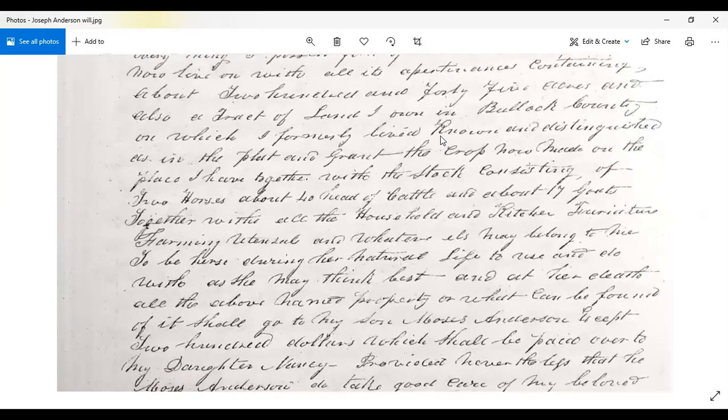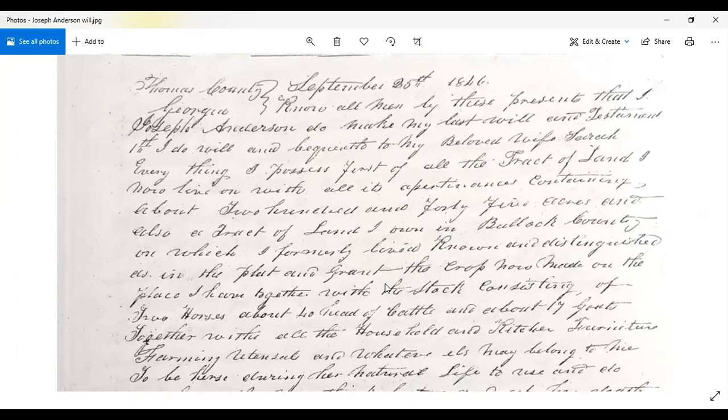What makes me wonder a bit is that at the top, it begins, "Know all men by these presents, that I, Joseph Anderson, do make my last will and testament." And it starts off right there. It does not say that he is of sound mind. It doesn't give any instructions as to burial, debts, anything. It just kind of hops right into it. And at this time, Joseph was in his 90s, so it would be fairly important for him to state that he was of sound mind at the time, which this document does not.